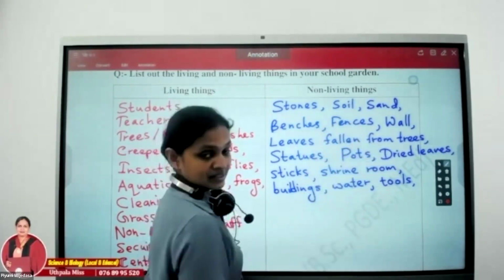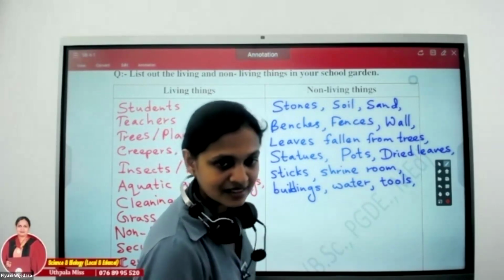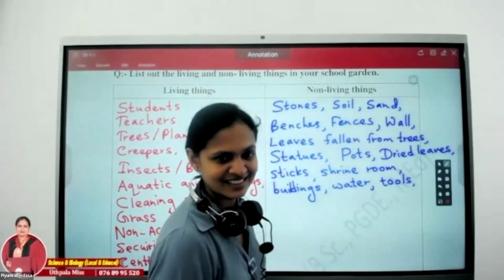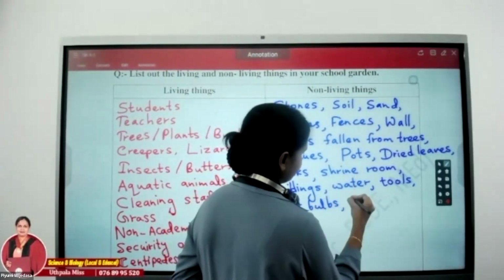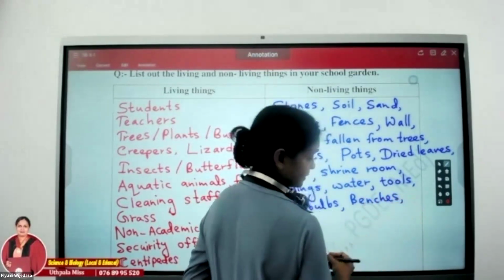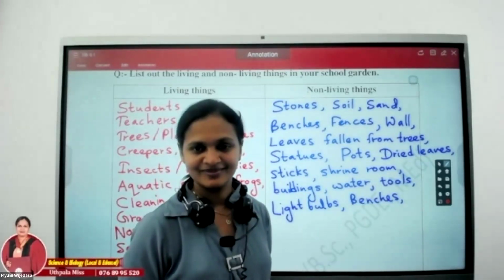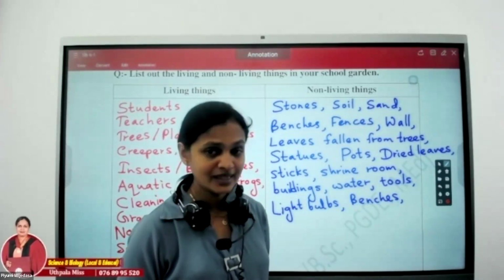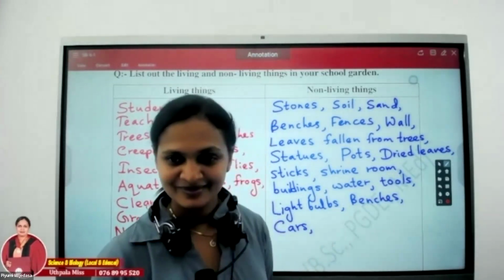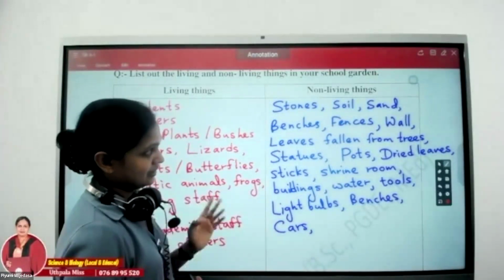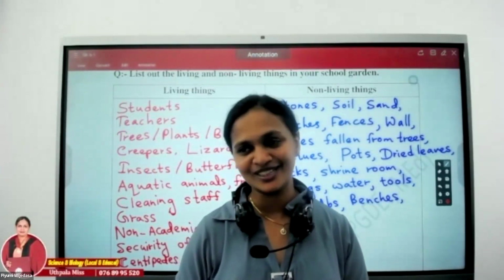Watering can. Fences. Lights. Bench. Mud. TV. Lights. Okay, light. Cars. Decorative items. Gardening equipment or garden tools. Yes, cars, there are cars in the car park. Books. In the garden? Have you put the books in the garden? It's true that the books are non-living, but here we are talking about the school garden, no?